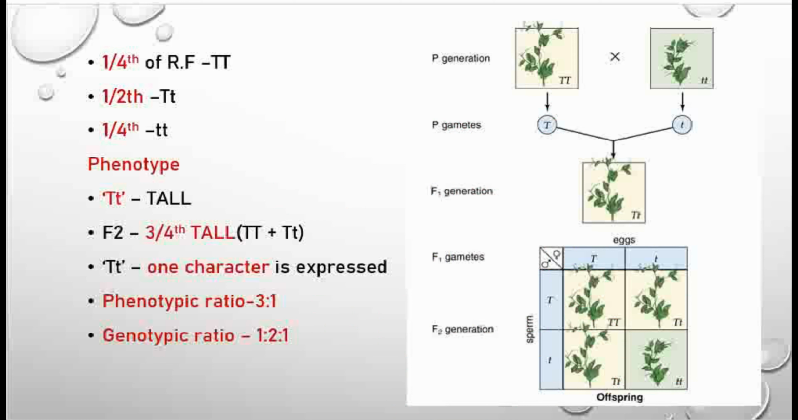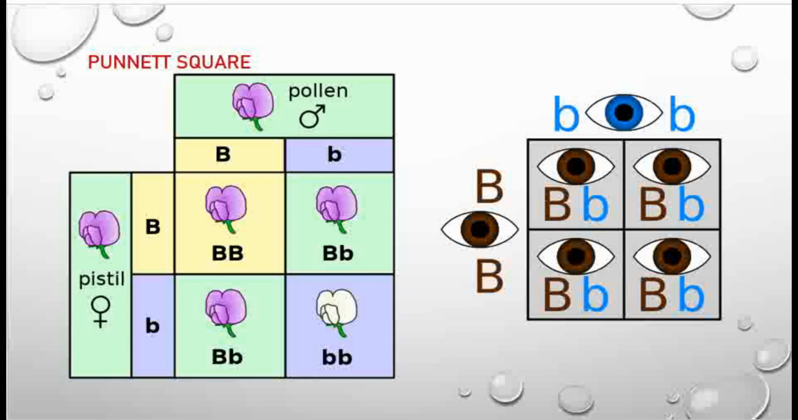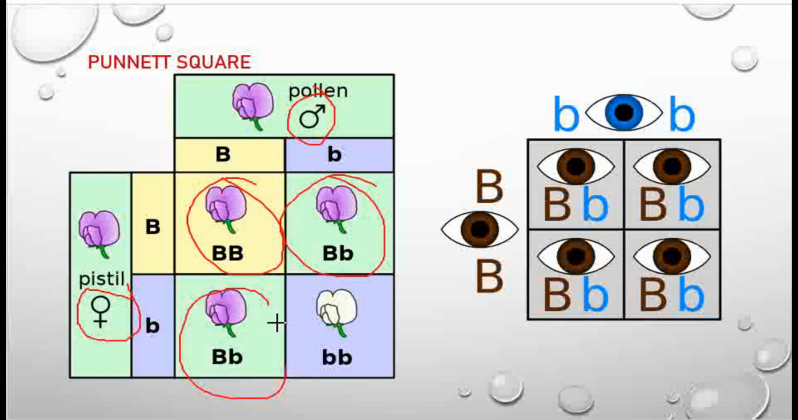These two ratios are very, very important. So learn how to calculate it. So this is the Punnett square, just for the color of the flowers, how they have written. See, they have used these symbols. This is the pollen, this is the pistil. So they have used the male and the female symbols here, and the possible genotypes they have written in the square boxes, and the gametes you can see here.